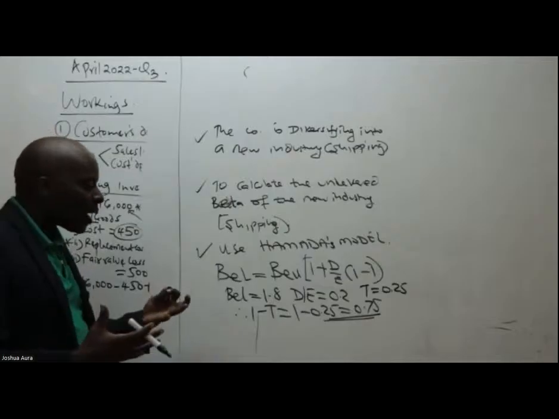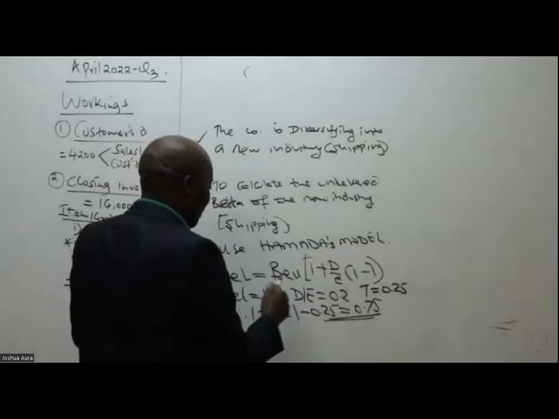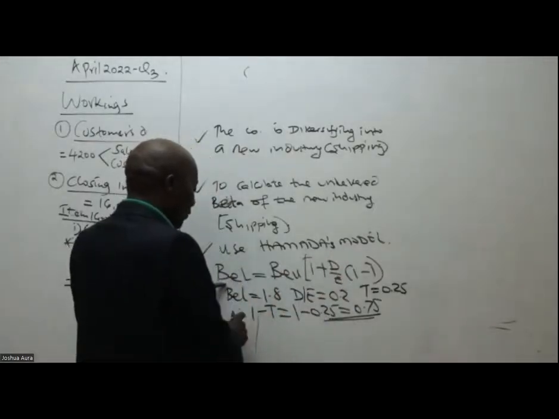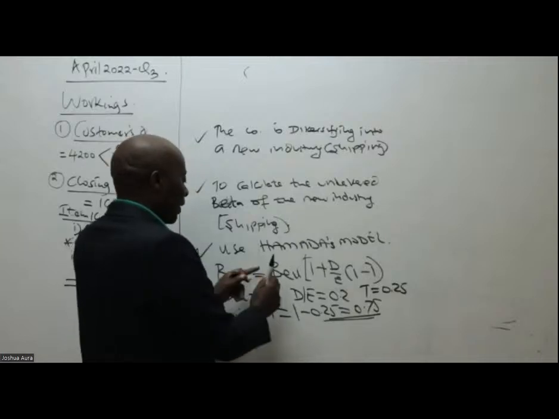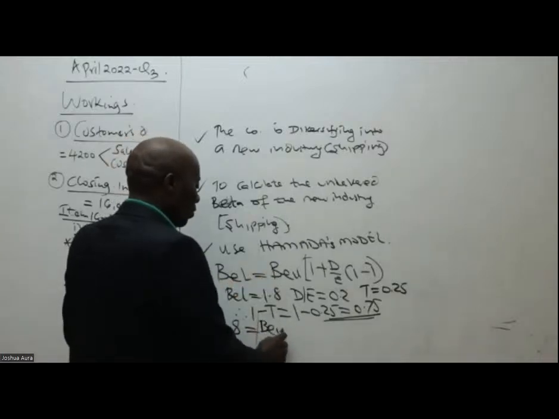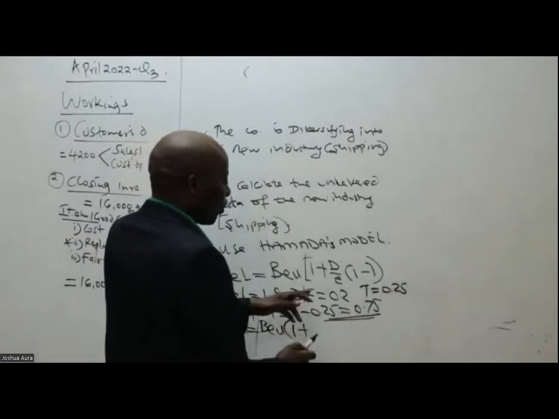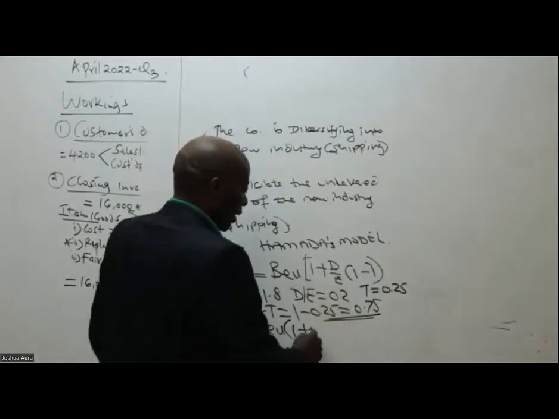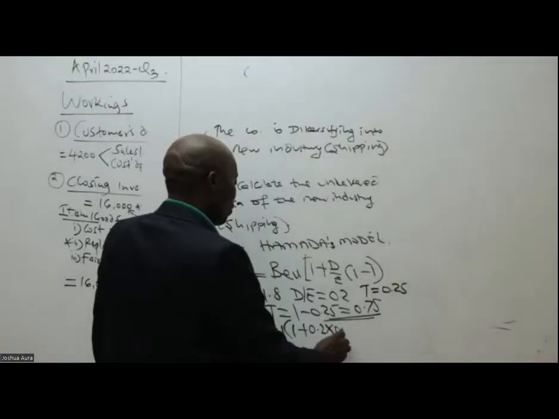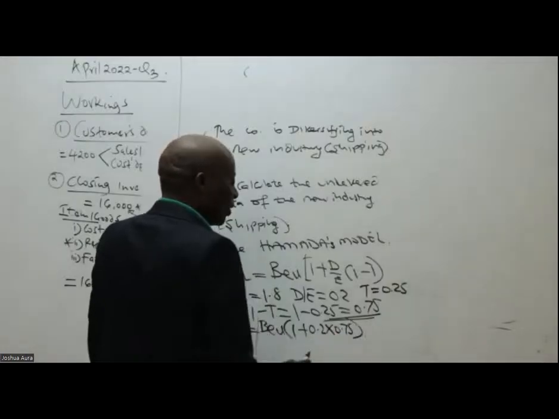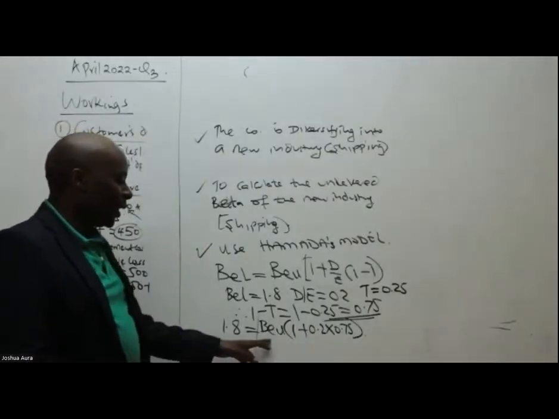Now, could you kindly plug in figures in this Hamada's model. So beta equity of the levered firm here, which is 1.8, equals beta equity of unlevered into 1 plus debt to equity. Debt to equity is 0.2, multiplied by 1 minus tax, which is 0.75. So please go slowly until you give me beta equity of the unlevered firm.